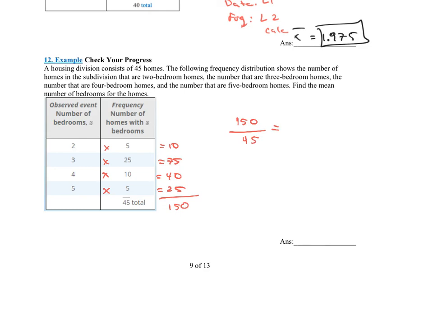So once I do this, I'm going to estimate it to, I guess, 2 decimal places, because why not? What is the mean number of homes? I'm getting 3.33, or sorry, not mean number of homes. What's the mean number of bedrooms? I'm getting 3.33 bedrooms. So for that neighborhood, the average house has approximately 3 bedrooms.